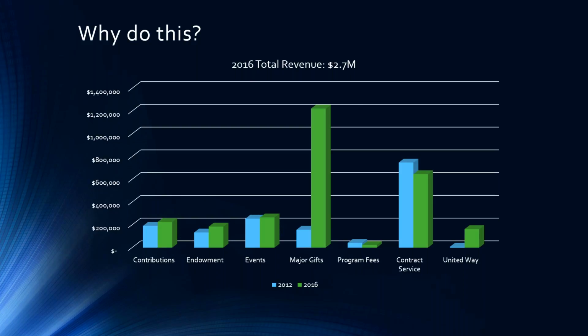The major gifts component in the middle. We grew from about $160,000 in 2012 to $1.2 million this past year, and that is a game changer. For us, it's allowed us to serve a lot more kids. It's allowed us to invest in programs that are cutting edge and build out our teen program, college bound, robotics, coding, and things like that.